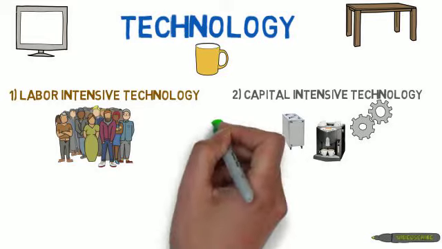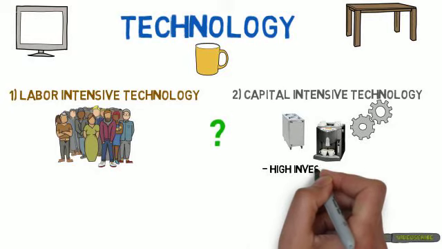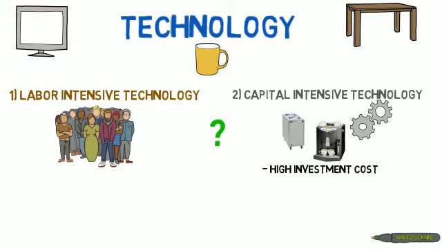So what do you think a coffee shop should choose? Is it the labor-intensive technology or the capital-intensive technology? Before you make the decision, allow me to highlight some important things about these two. If you decide to choose the capital-intensive technology and rely more on machines and equipment, the main disadvantage of making this choice is that you would have to bear huge initial investment costs to buy the machines and equipment, which is really costly.